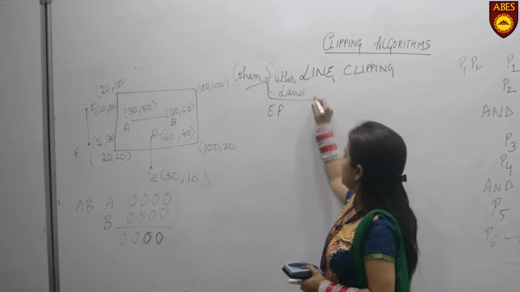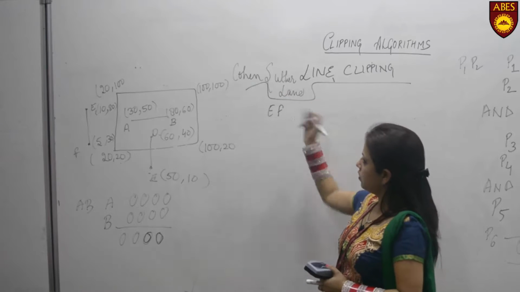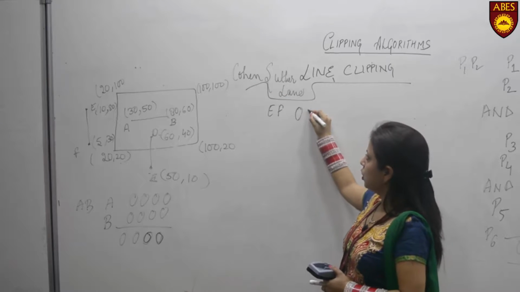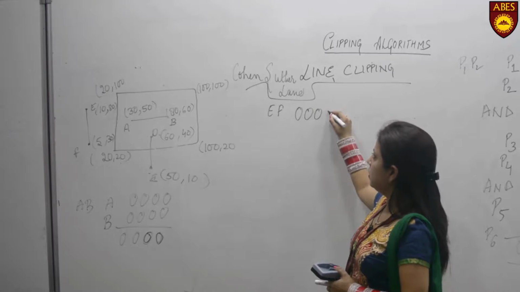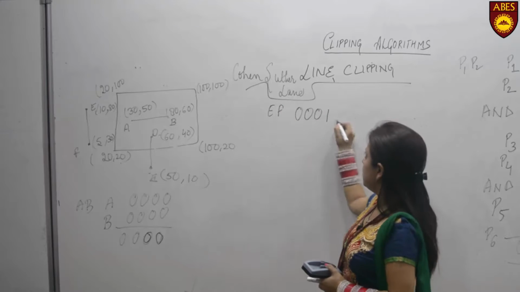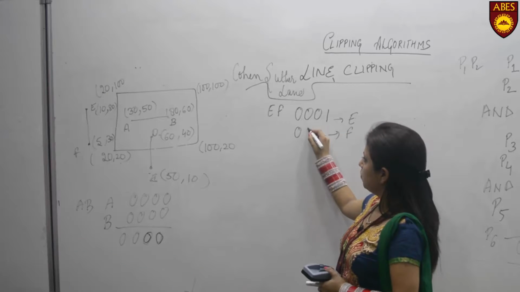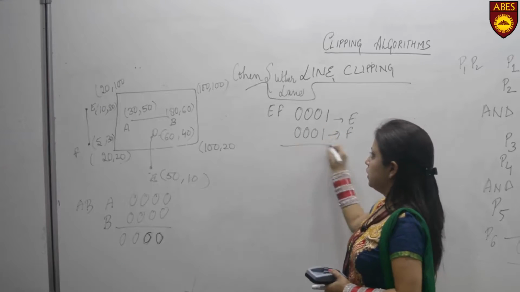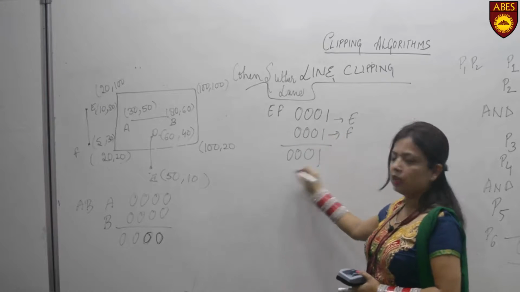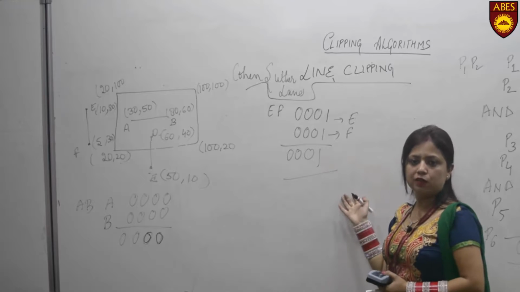When you talk about E, E is neither above nor below, not to the right but to the left. Similarly, the region code of F is above, below, right and left. When you perform logical AND, we get a non-zero output, and the line is completely invisible.